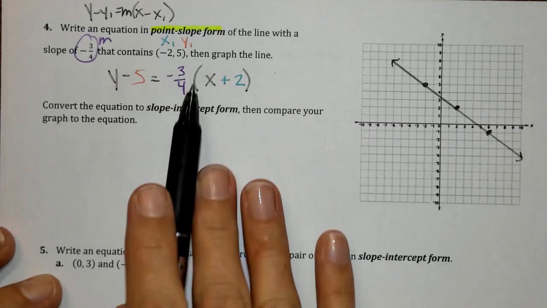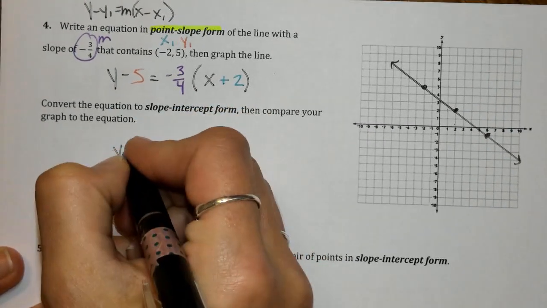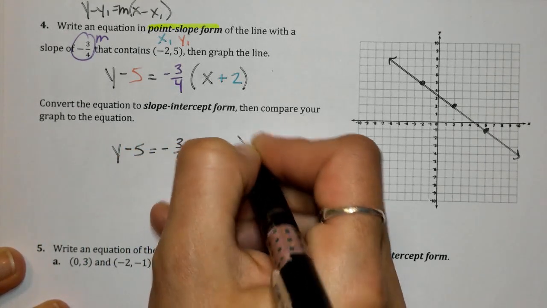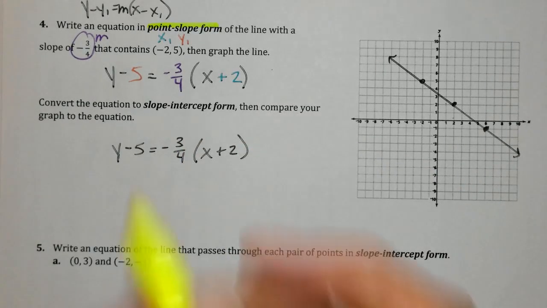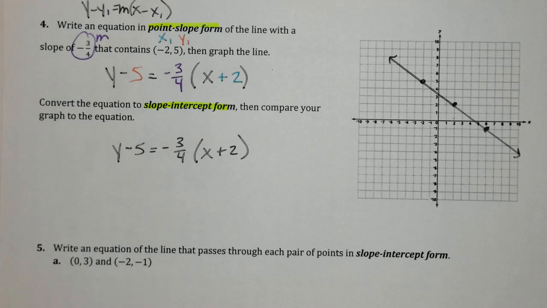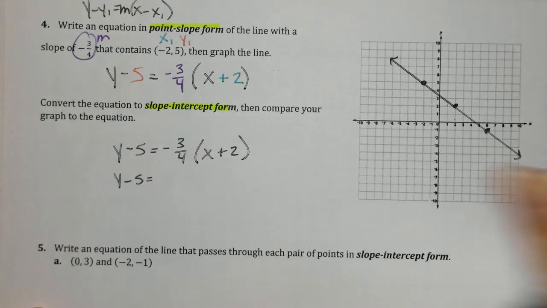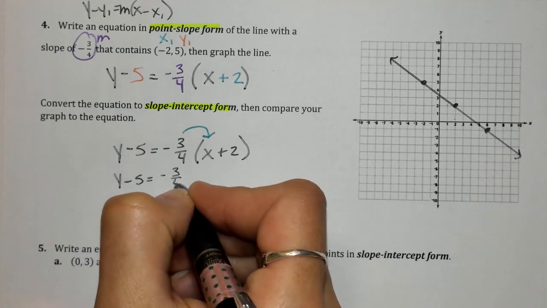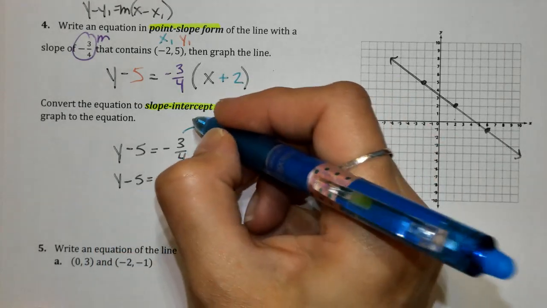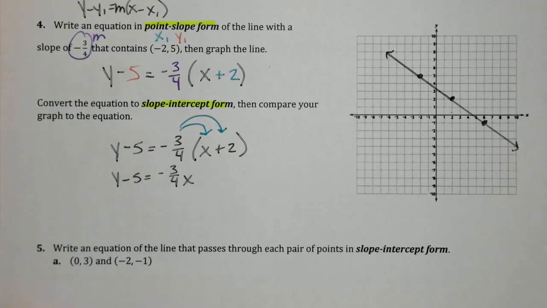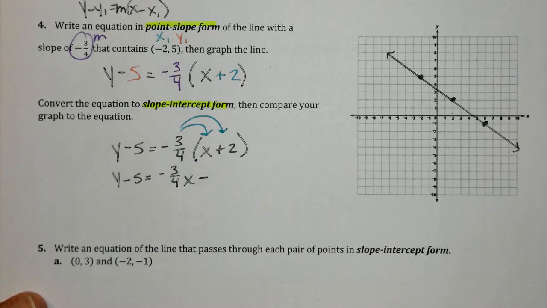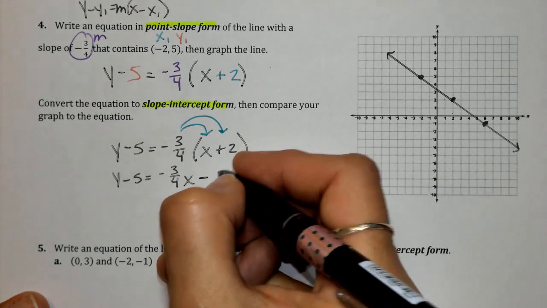We're going to take this and convert it now into slope-intercept form. So I'm going to copy it down. And we're going to go ahead and convert to slope-intercept, y equals mx plus b. First things first, we're going to bring down your y minus 5 equals, we're going to distribute the -3/4 to the x, giving us -3/4 x. And then we're going to distribute this -3/4 to a +2, giving us a negative, and 3/4 of 2 is 1.5.